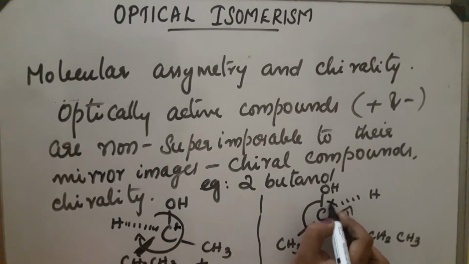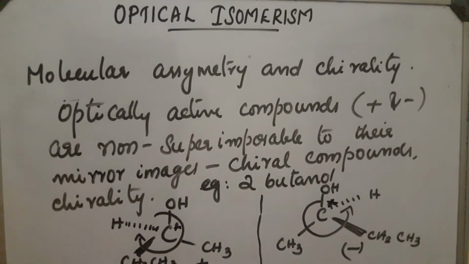It is denoted by an asterisk sign. So these molecules are asymmetric. Molecular asymmetry means these compounds contain an asymmetric carbon. If molecular asymmetry is there, such compounds are optically active compounds, also called chiral compounds. This much about molecular asymmetry.